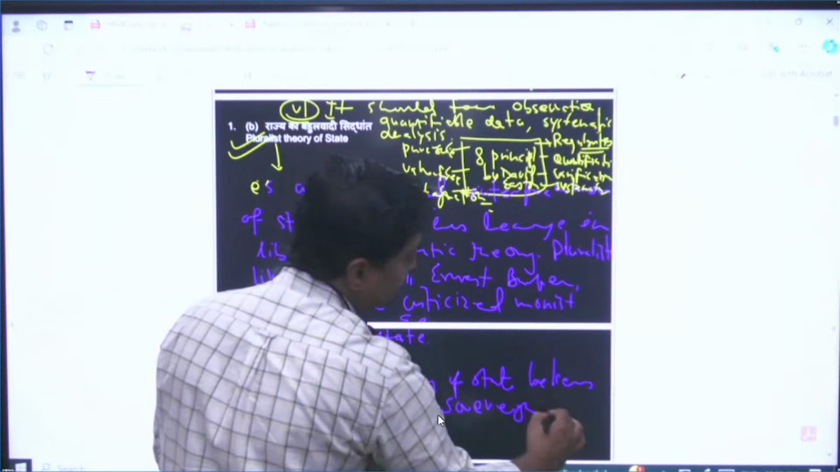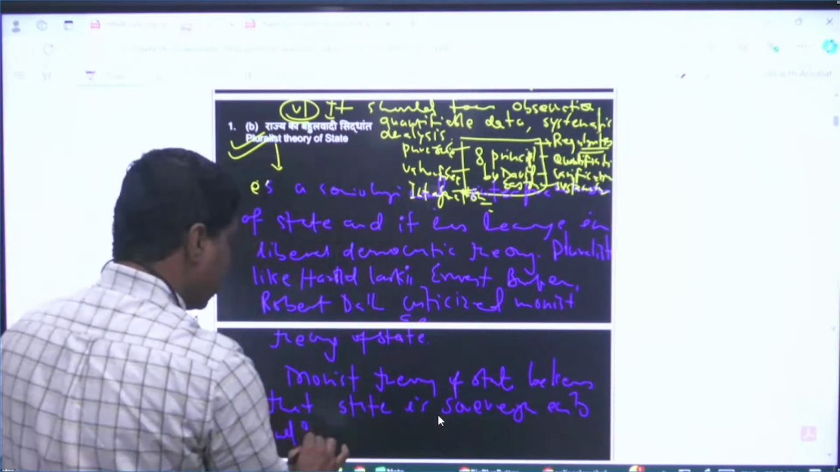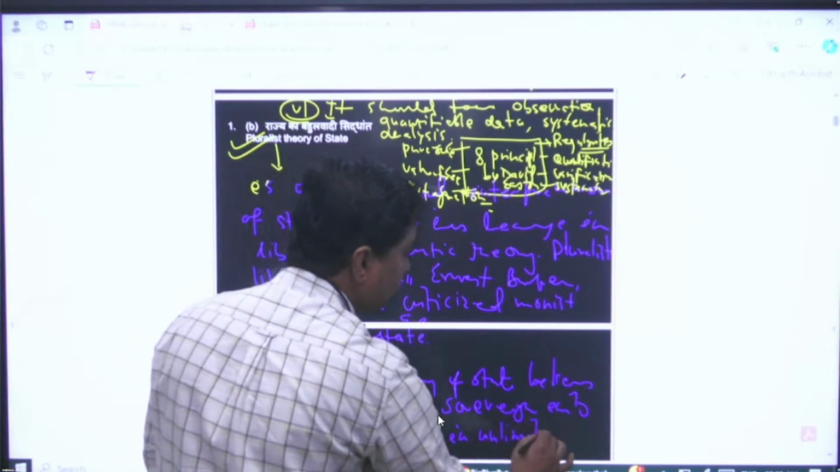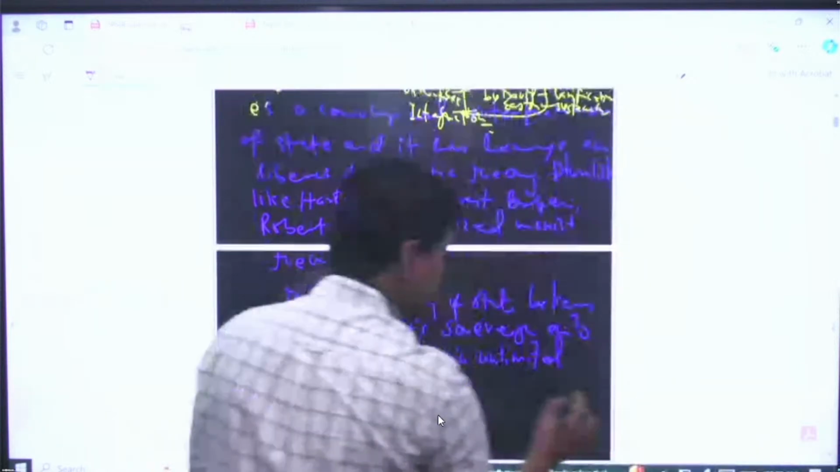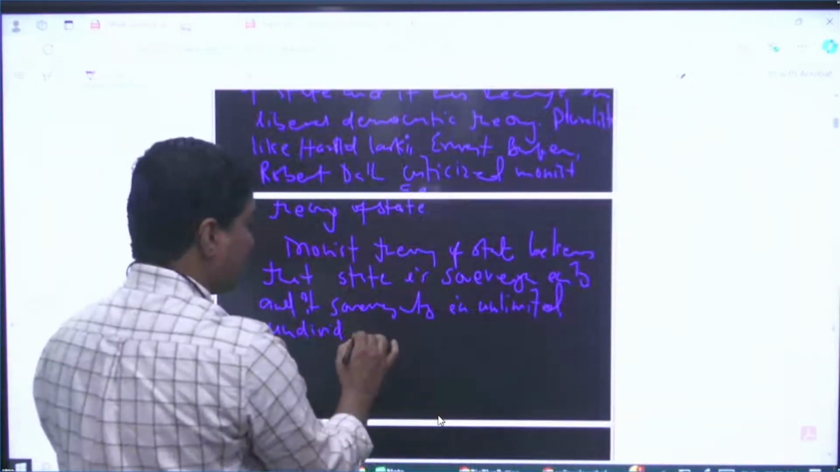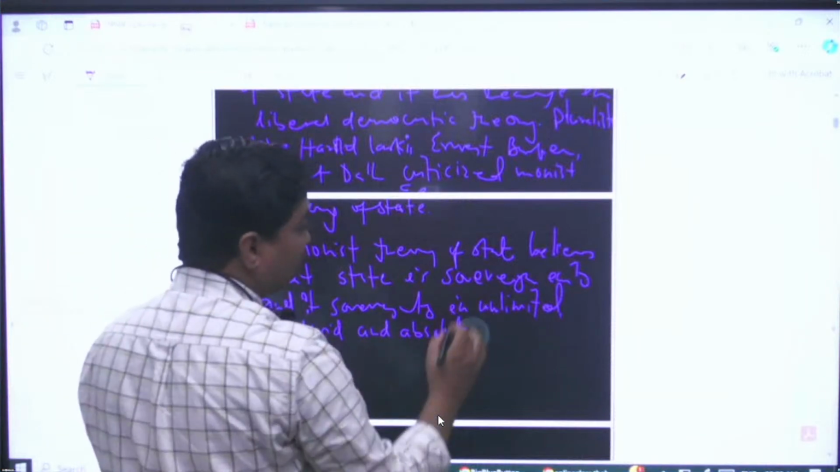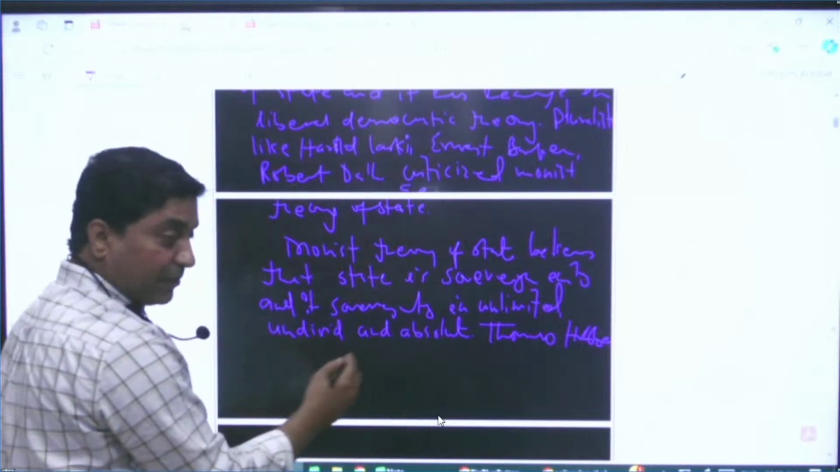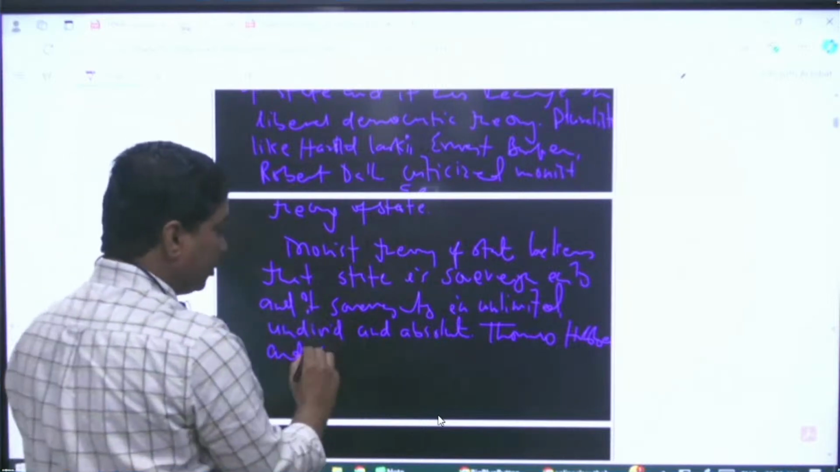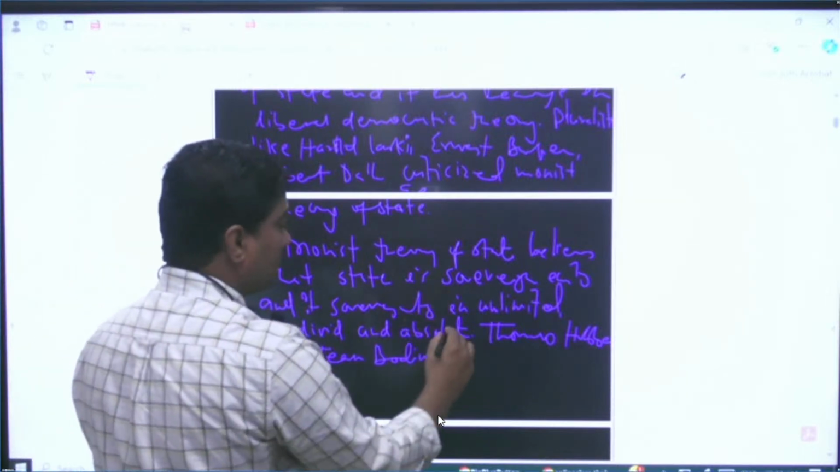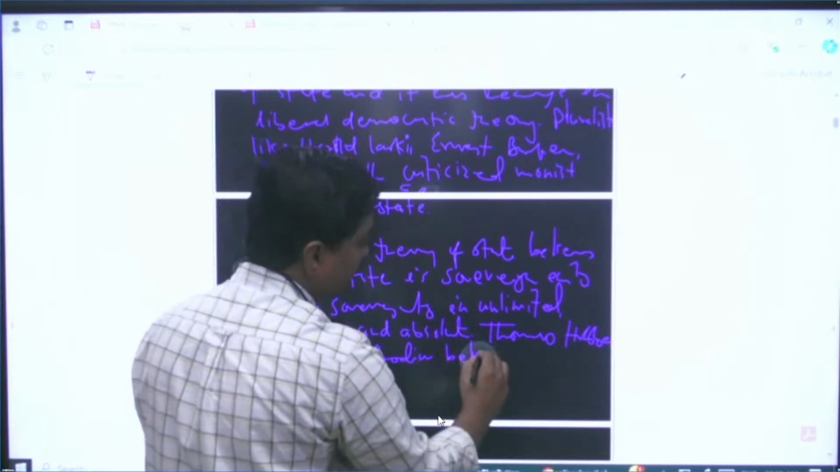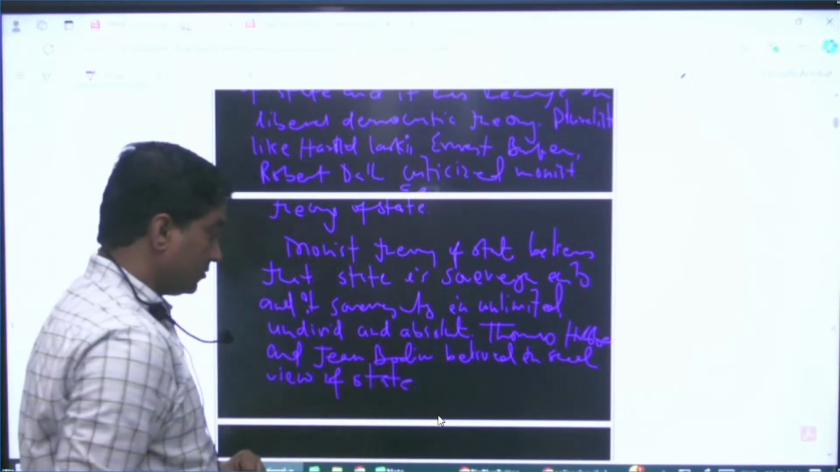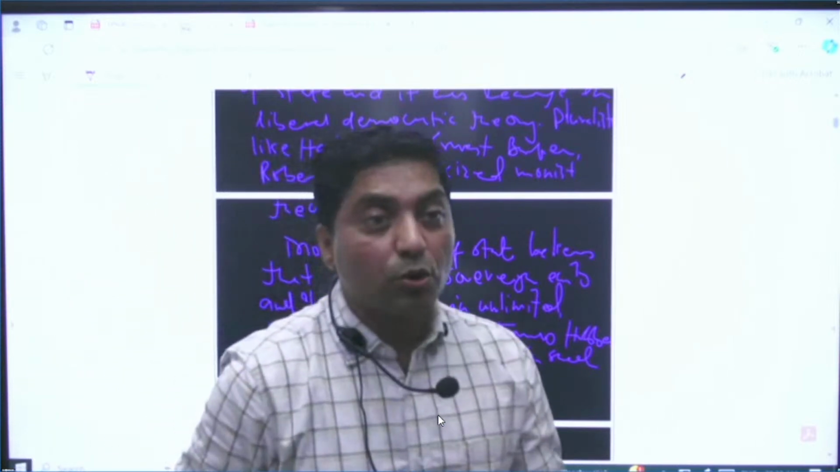A sovereign entity, and its sovereignty is unlimited, undivided, and absolute. Thomas Hobbes, you have to cite the name. Thomas Hobbes and Jean Bodin believed in such a view of state. Right? Now, pluralists believe that a state is not something that holds absolute power.